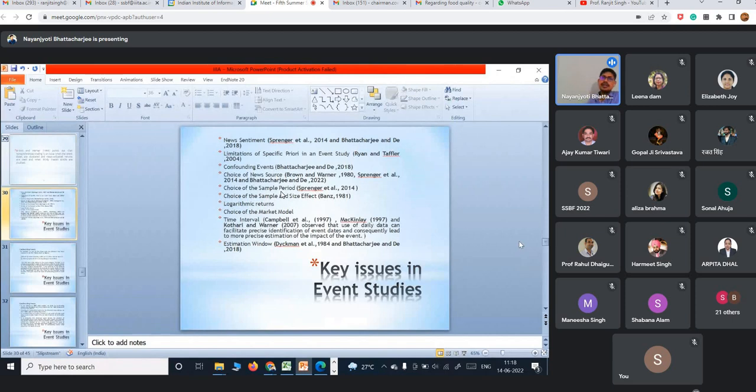Now, the first issue when it comes to doing reliable event studies is to appreciate the fact that news can have sentiments. What it means is that whenever there is a news flow, event studies should take into account that the news flow can be positive or negative.